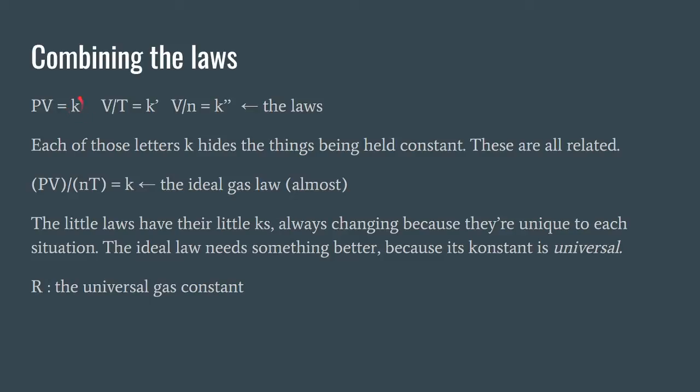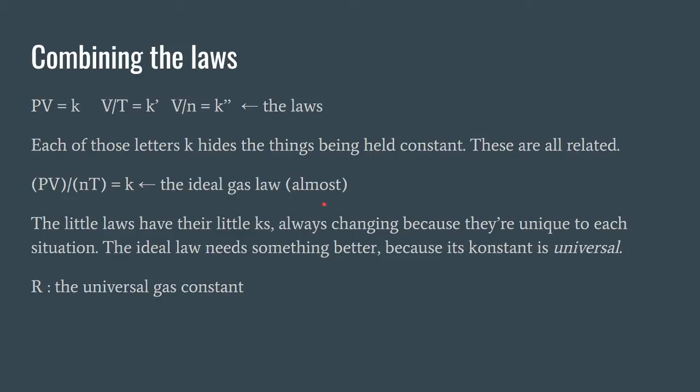For Boyle's law, it hides the moles and the temperature. For Charles's law, it hides moles and pressure. For Avogadro's, it hides pressure and temperature. These are all constant, but they're different constants because they're related to those particular samples of gas.